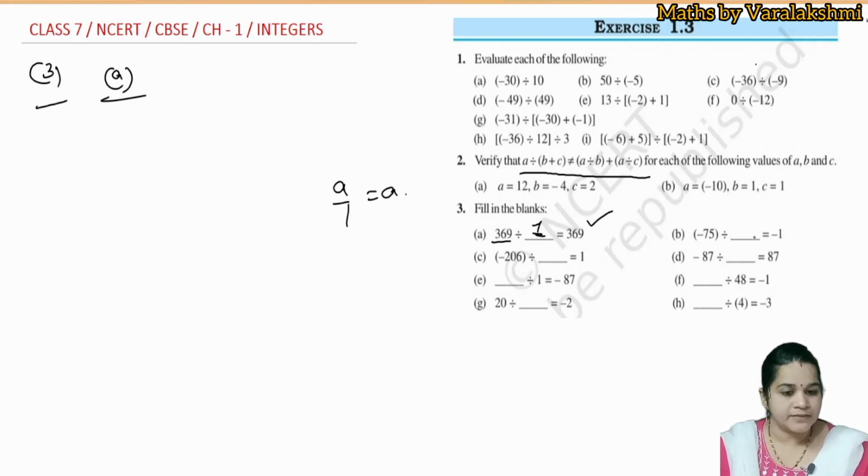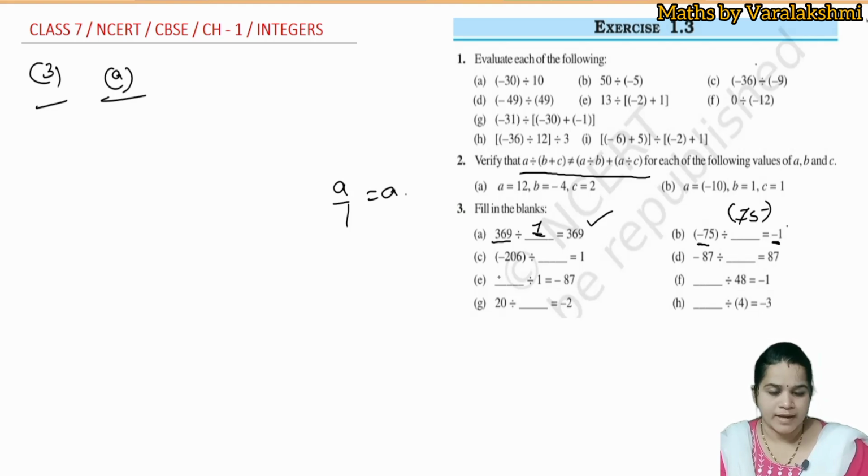B. Minus 75 divided by question mark is equal to minus 1. So the resultant should be negative. The first integer is also a negative integer. To get the negative integer, the second integer should be positive only, right? Because minus divided by plus is equal to minus. So we need to get the answer as 1. So simply we divide this by plus 75. Minus 75 divided by plus 75 is minus 1, because 75 divided by 75 is 1.